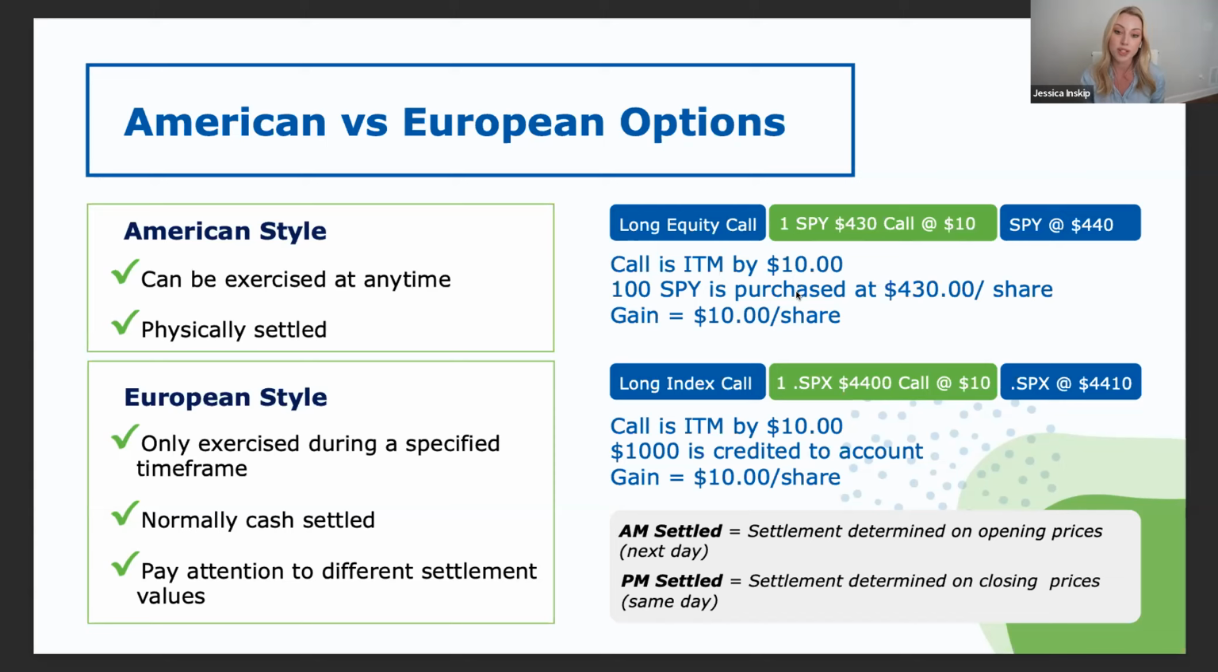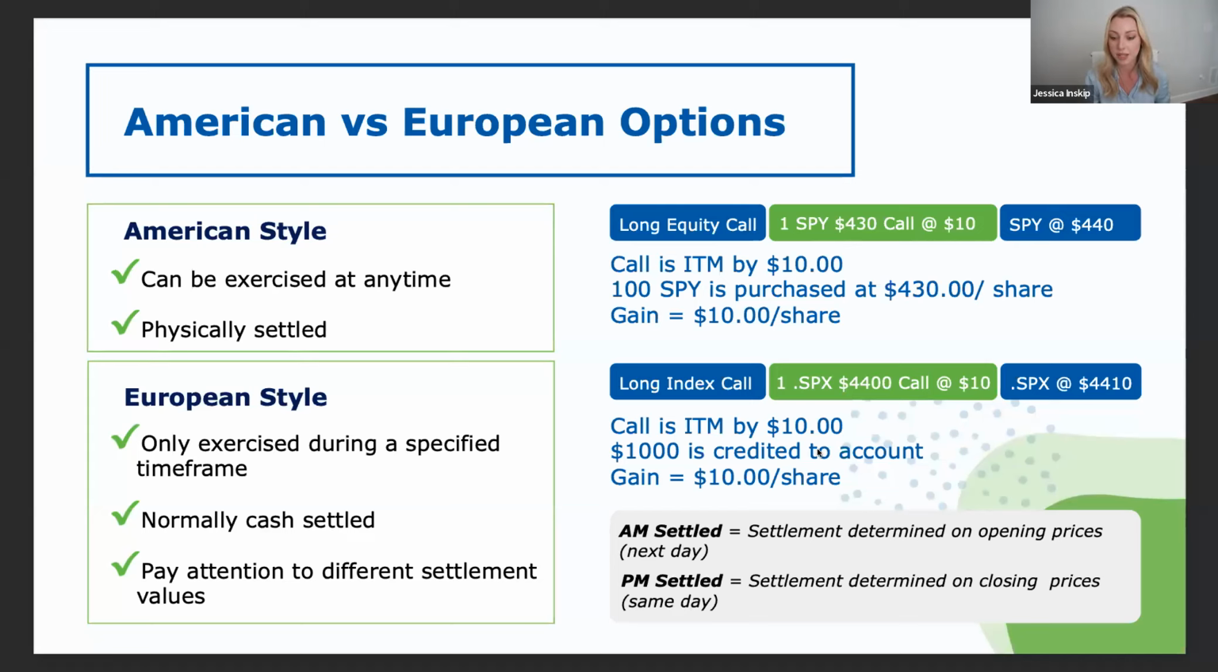However, if I did want to execute upon the terms of this contract, which I can do as the long equity holder, it's my choice, I could purchase 100 shares of SPY at the strike price, $430 per share, which will result in a $10 gain, which is also what I could sell it on the market for, which we'll talk about in a little more detail. The long index call though works relatively similar. You just don't physically receive the shares. You're credited to your account the amount that you essentially gained, which is the amount that you're in the money.